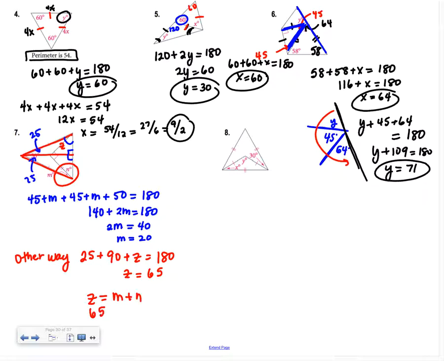So if we have 65 is equal to 20 plus, or not 20, we're trying to find m. m plus n was 45, which we found right away, then m has to be 20. Okay, so that's another way of doing this.